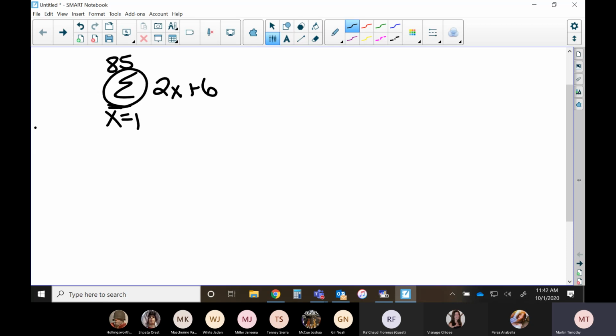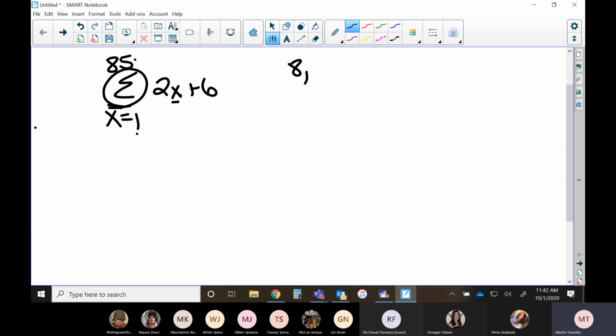All right, what does the E mean? It means everything added together. It's called sigma. It means summation. It means add all of your answers together. And it's telling you to plug in, technically, 1 all the way up to 85. So if you wanted to get the actual sequence, you plug in 1. 1 times 2 would be 2. 2 plus 6 would be 8. Yes? You following me?